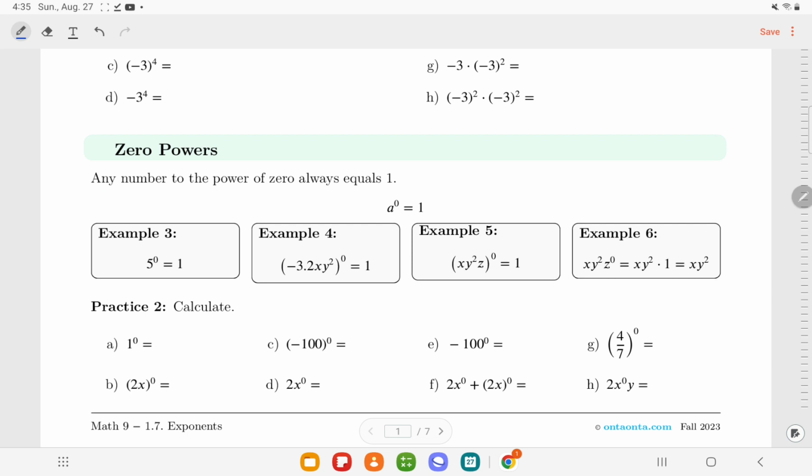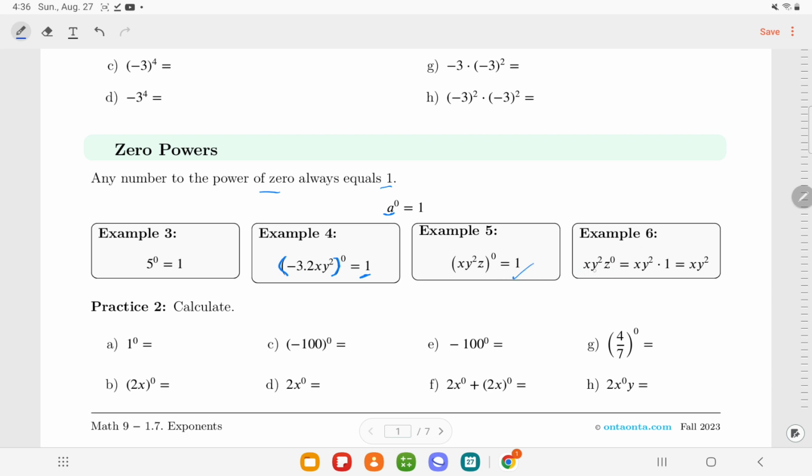Zero powers. Any number to the power of 0 is always 1. So anything to exponent 0 gives us 1. 5 to exponent 0 is 1. If anything is inside the brackets and it's taken to the exponent 0, it gives us 1. Same here. Let's look at example 6.